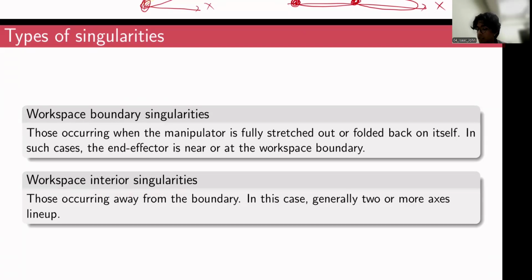So, these boundary singularities are easy to deal with because they occur at the boundary. So you should plan in a way that your robot will not fully stretch or fully fold back. But interior singularities are more critical. They can occur within the workspace boundary. So in that regard, you have to do more careful planning so that these sort of interior singularities can be avoided.